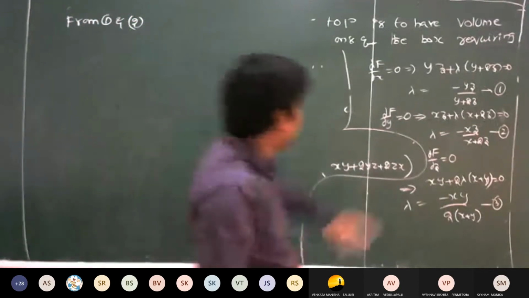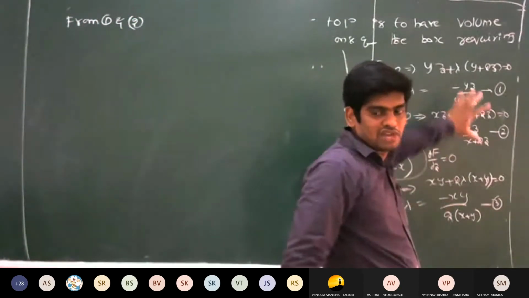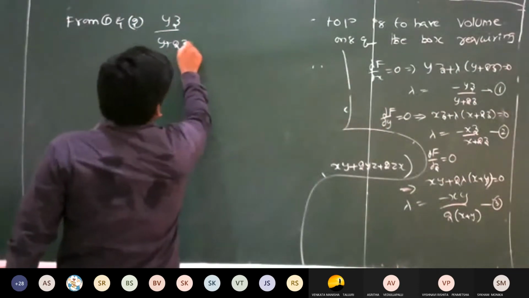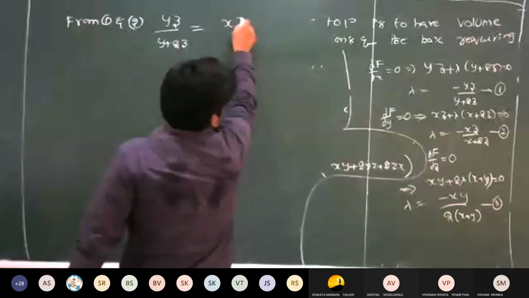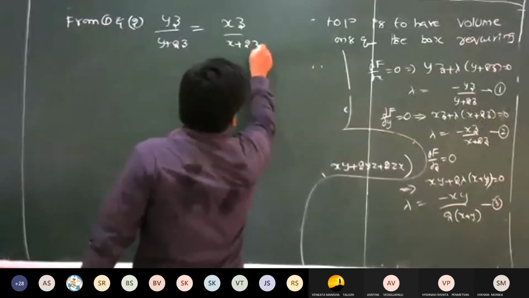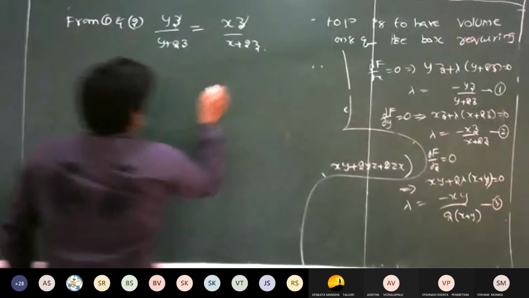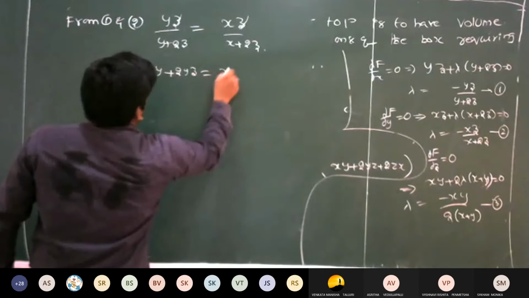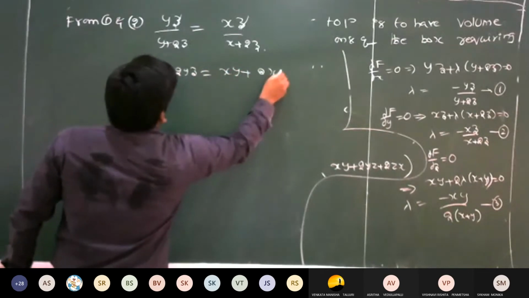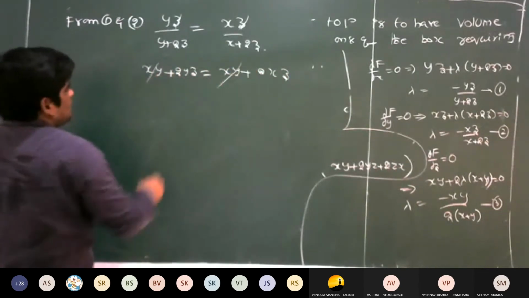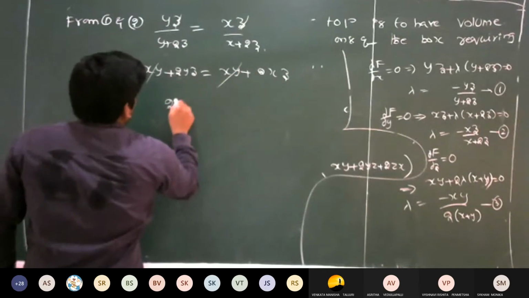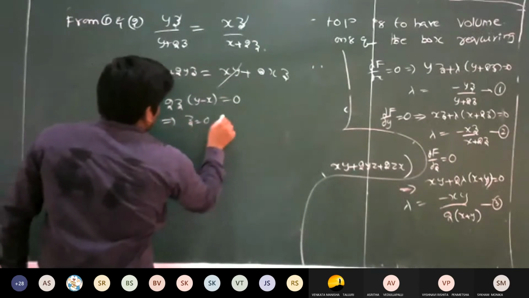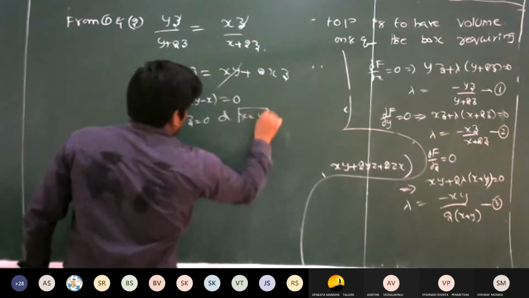So equate the values of lambda. Here we have minus, so just observe very carefully. From this, yz by y plus 2z is equal to xz by x plus 2z. Here z gets cancelled. So do the cross multiplication. So it becomes xy plus 2yz is equal to xy plus 2xz. So here xy also cancels. Here z is common. So that is 2z into y minus x, that is equal to 0.